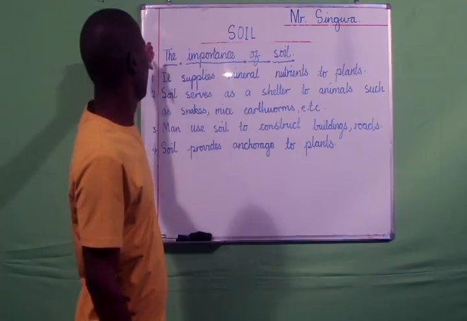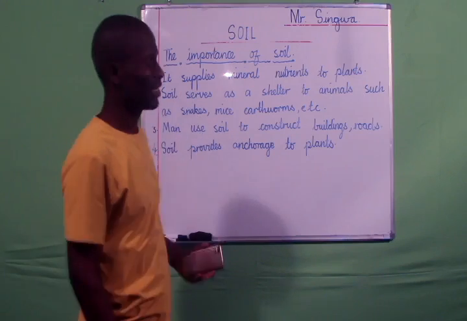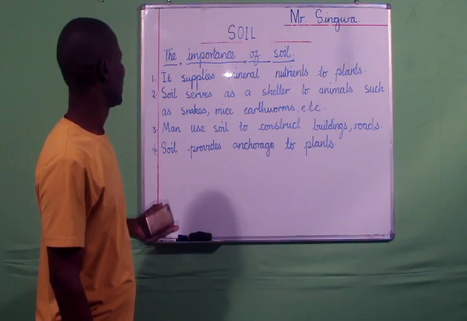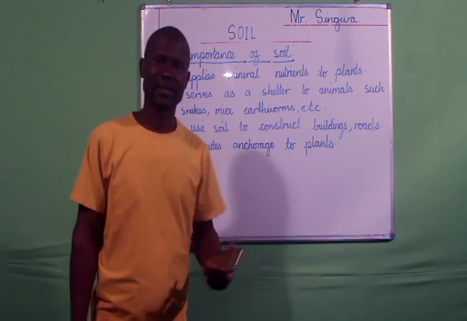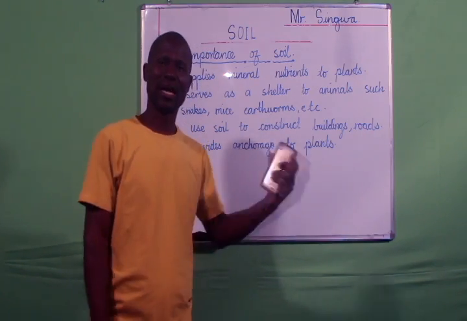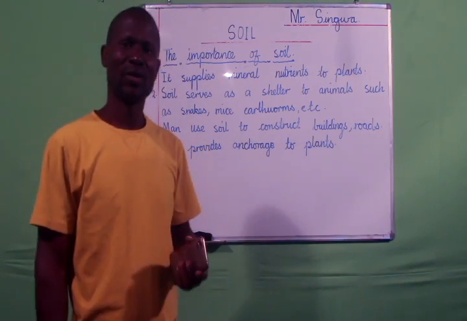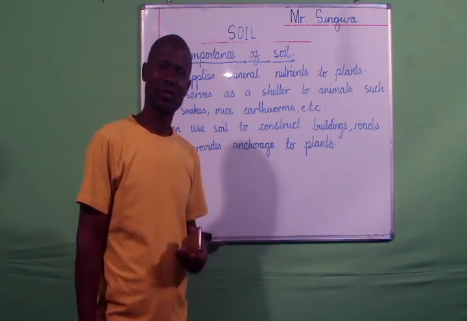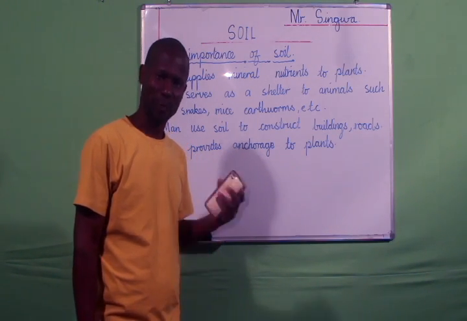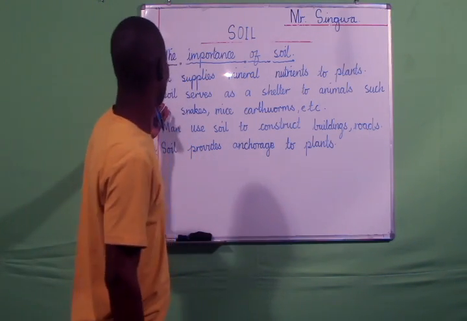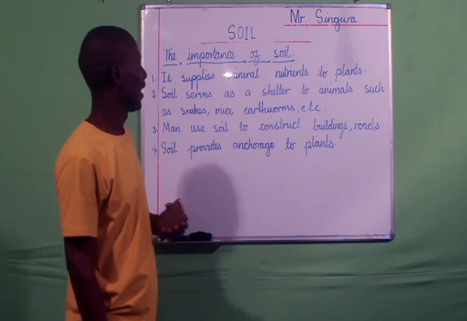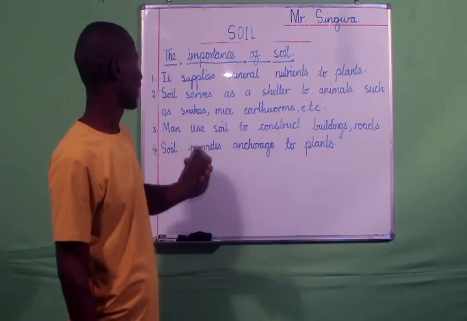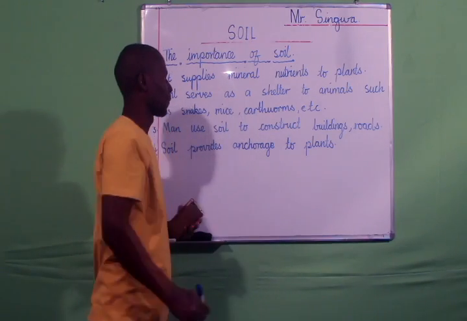The soil, why is it important, or what is the importance of soil? The first one, as you can see, is that soil supplies mineral source to plants. Like when we went into the field, into the garden, we saw how the plants were growing there. We discovered that out of the soil come nutrients for plants to grow. The second part is that soil serves as a shelter to animals such as snakes. You find mice and also worms there.